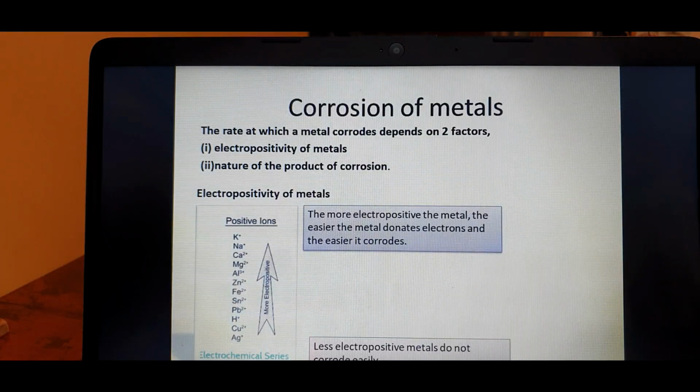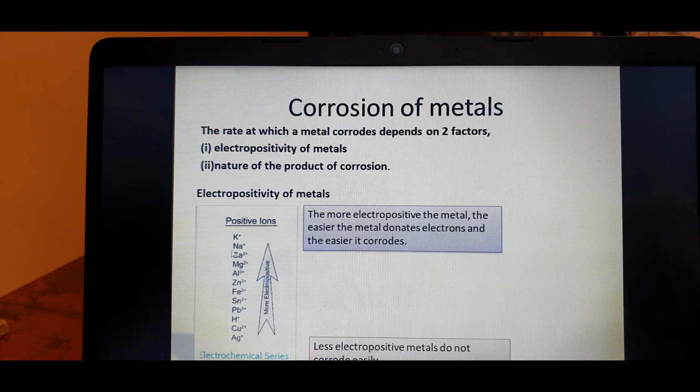So if you want corrosion to take place, there are certain factors that you must think about. The rate at which a metal corrodes depends on 2 factors. One is the electropositivity of the metal. Second is the nature of the product of corrosion. When I say electropositivity of the metal, you look at the ECS, the electrochemical series. You notice that these metals on top here are very electropositive. The moment I say they're electropositive, they have a tendency to donate electrons and form positive ions. So these metals corrode easily.